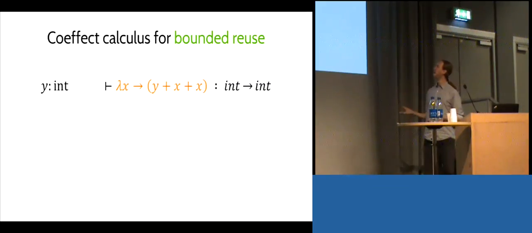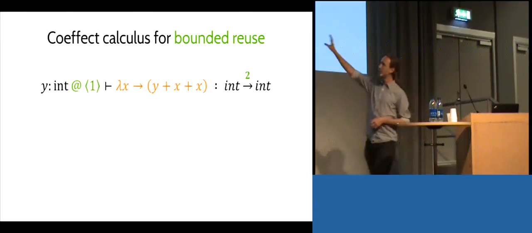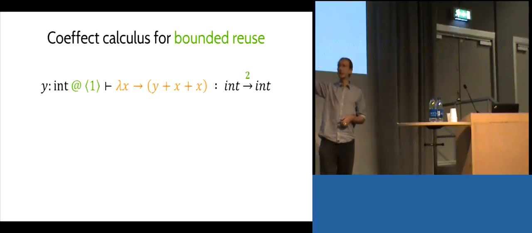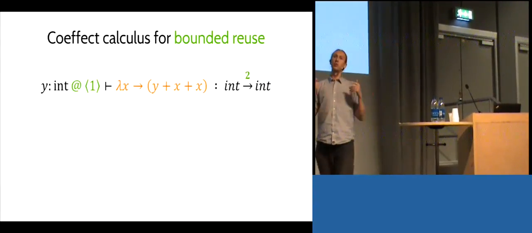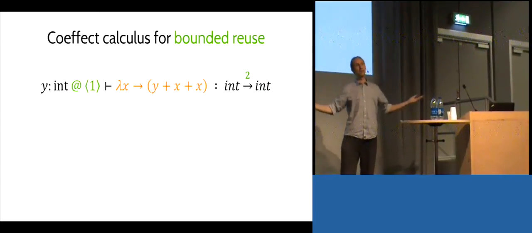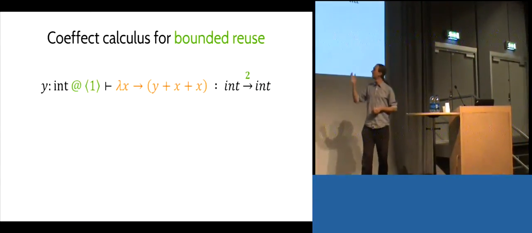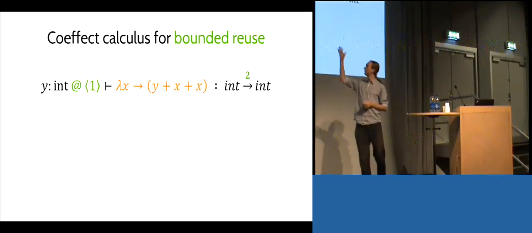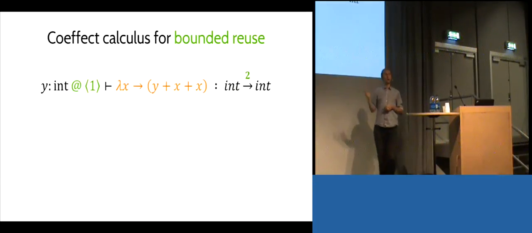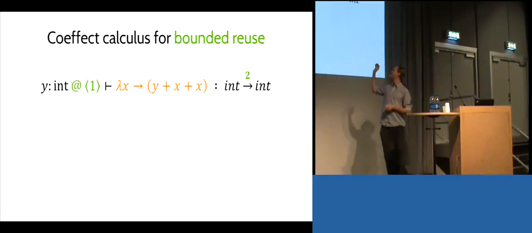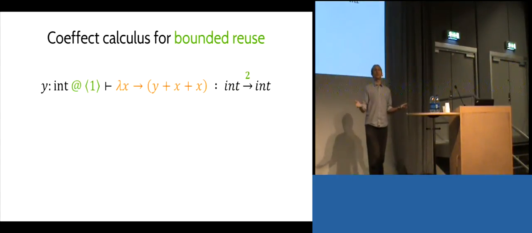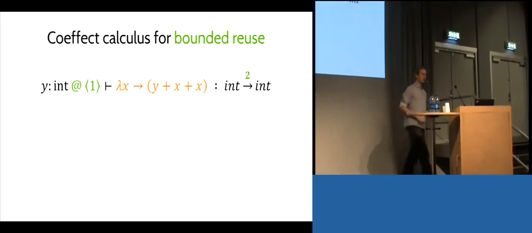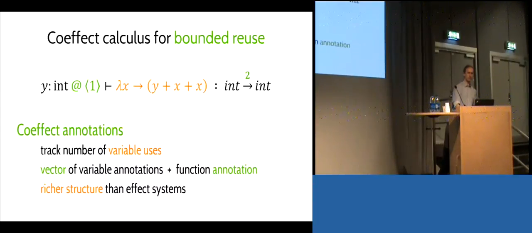So if I count how many times each variable is used, then I need to annotate the variable context with something. And here, the angle brackets mean it's a vector. So I'm annotating my vector of variables with a vector of annotations. I only have one variable here with one annotation. I'm using y once. I also have to annotate the function types. So here, because the input of the function is used twice, I'm putting 2 on the function arrow.